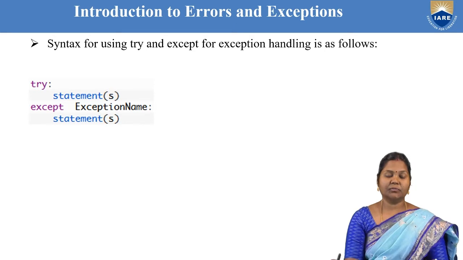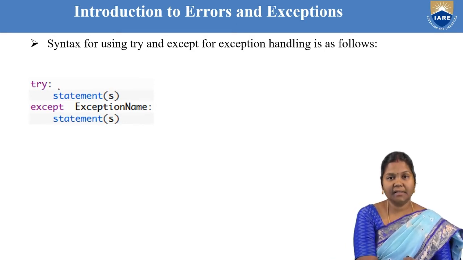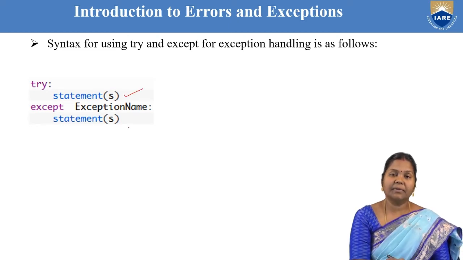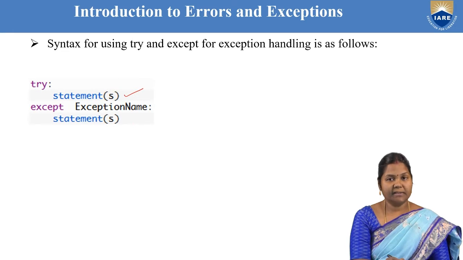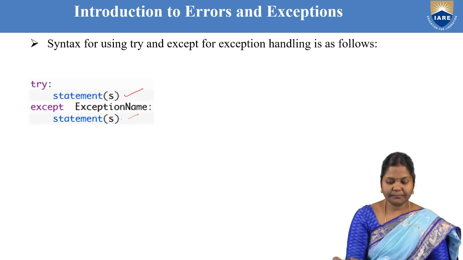Coming to the syntax, first you have to write the keyword try, and except is another keyword. Try is followed by the statements which you want to write for executing your program logic. And if there is any exception, then how to handle that exception? For that, a handler is required. That handler you will write using the except block. Except is followed by an exception name, and we write the statements which will be executed as part of handling the exception. If there is any exception, then the except block code will be executed.